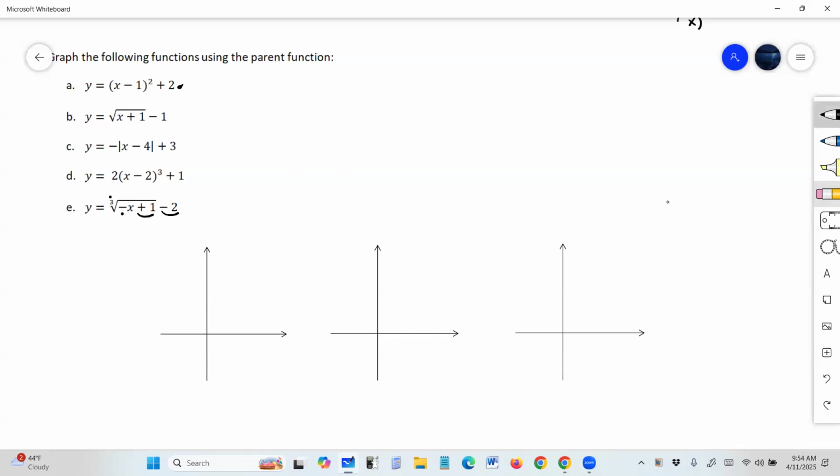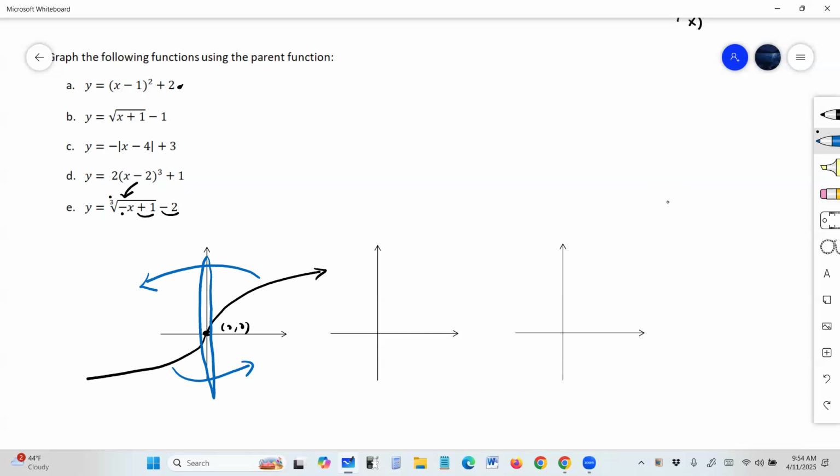All right, so I am going to graph the cubic root. This is the cubic root. The key point again is 0, 0. And this time I'm going to do the reflection first, the reflection on the y-axis. So it's like you have a mirror right here, and this piece goes there, this piece goes there.